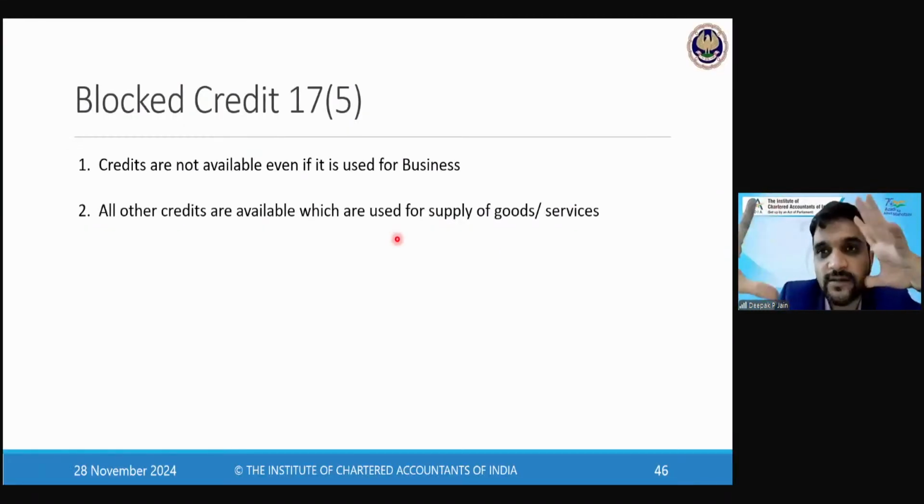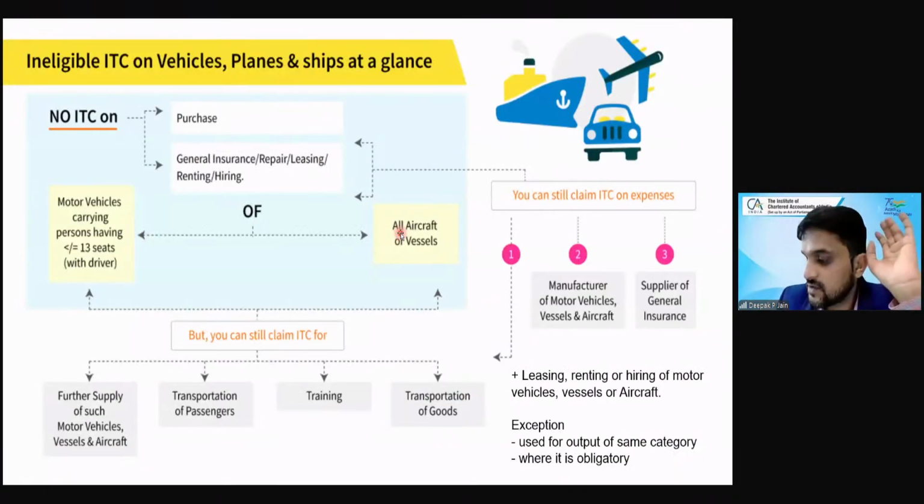It is a list of items. It's saying that these items, even if you use for your purchase, for your business, use it for your business, I will not give credit for you. Now, the logic could be that yes, these will be misused. That's why these items are blocked. इसके ऊपर आपको credit नहीं मिलेगा. Simple है. What are these items? First is ineligible ITC on vehicles, planes, and ships. So, when you make any purchase of motor vehicles carrying persons having seating capacity less than 13 people, okay?